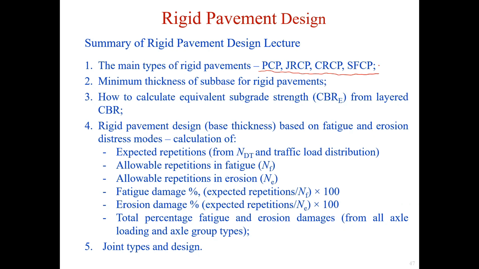the rigid pavement design including calculation of expected repetitions, allowable repetitions in fatigue NF and erosion NE, the calculation of fatigue damage and erosion damage, the total percentage of fatigue and erosion damages from different actual loading and actual group types. Accordingly, conclusions could be drawn on whether the trial design is acceptable. If not, we need to increase the base thickness until both total percentages of fatigue and erosion are less than 100%. Finally, we have discussed the joint types and functions.